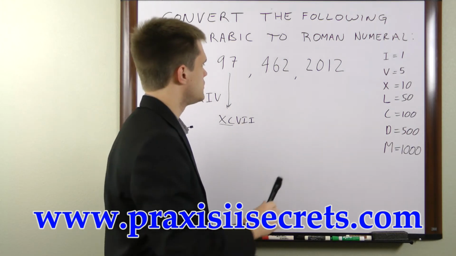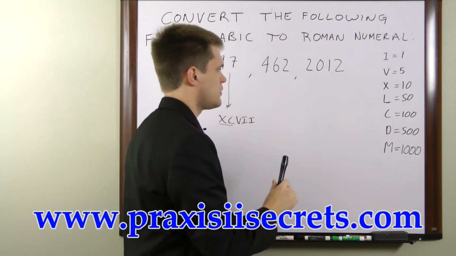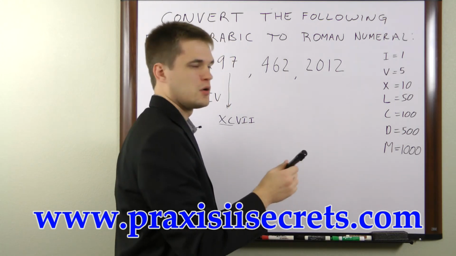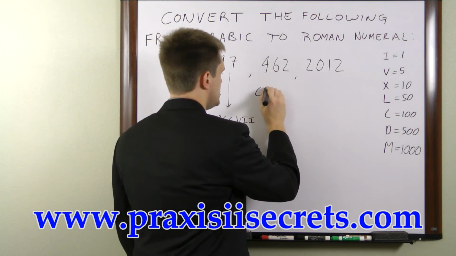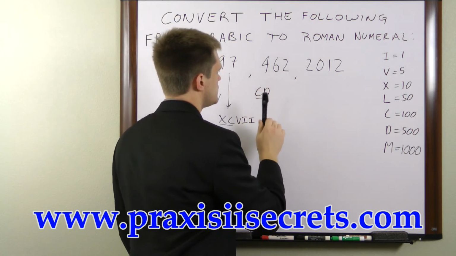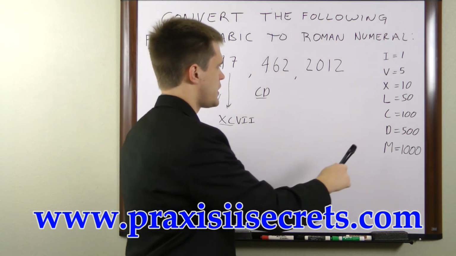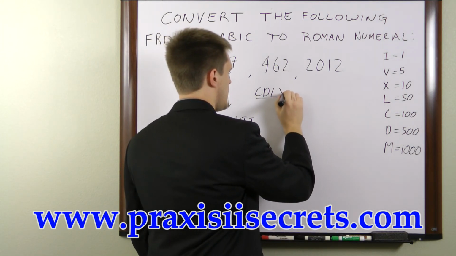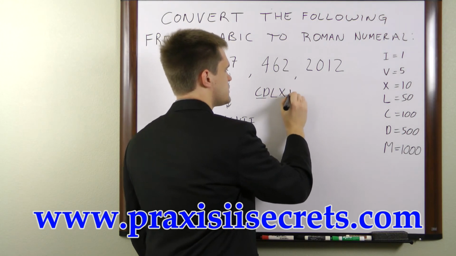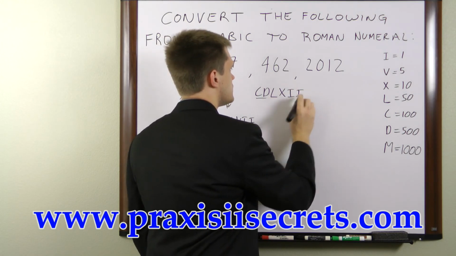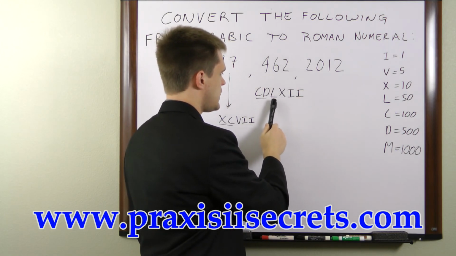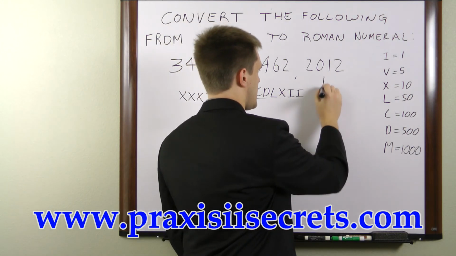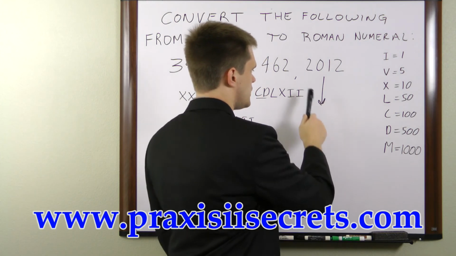For 462, we have a 4 in the hundreds column, so we can subtract the 100 from the 500. We write that as CD, so that's 400. 60 we write as LX, so CD, LX, and then 2 is just 2 I's. So 462 is CDLXII. And finally, we have 2012.